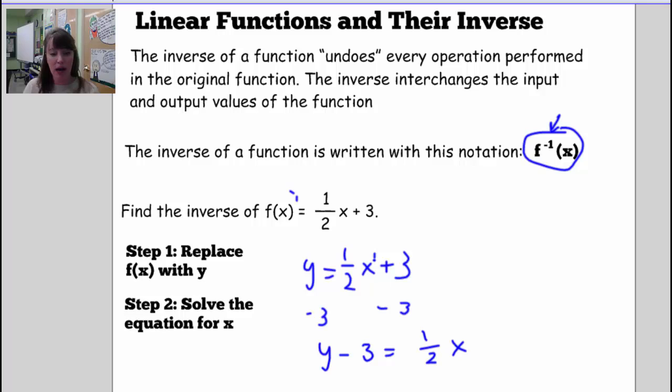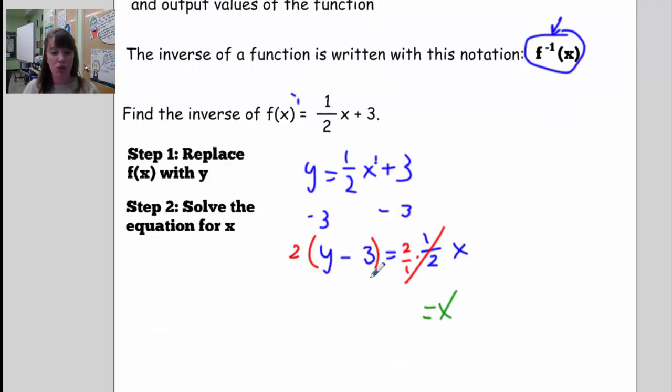To get rid of this 1/2, I'm going to multiply by its reciprocal, 2 over 1, or just 2. So it's 2 times this, which gets rid of it as a coefficient. So I have x equals, and let me distribute it to both terms on this side. We have 2y minus 6. Let me put them next to each other: 2y minus 6 equals x. So if y equals 1/2 x plus 3, then x equals 2y minus 6.